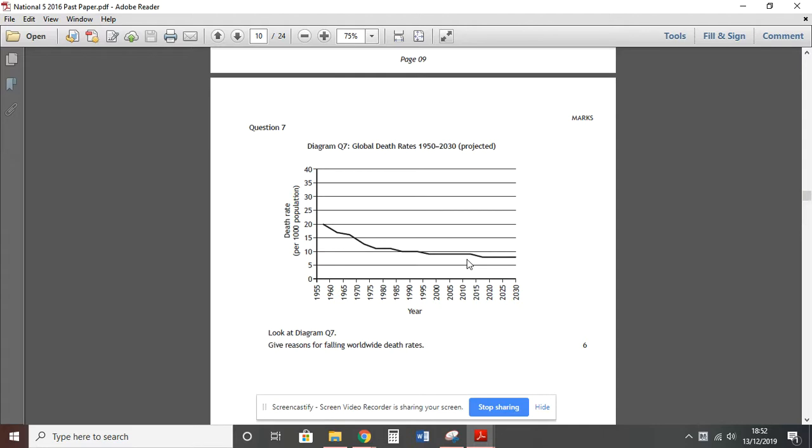And if you're revising this after having done the health topic, you can use some of your ideas from the health topic also to help you revise population. Okay, so that's the answer to the 2016 exam question.